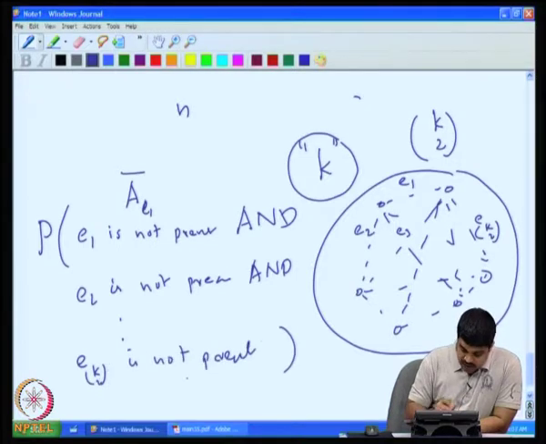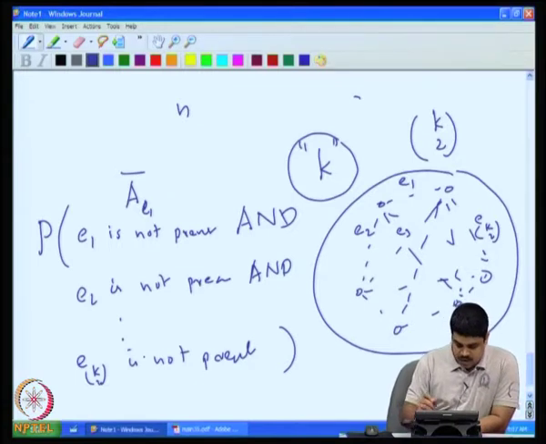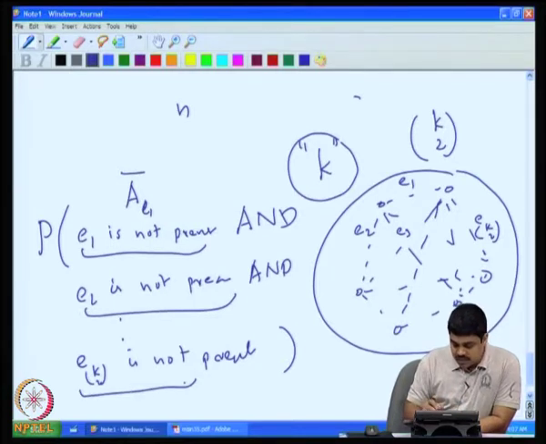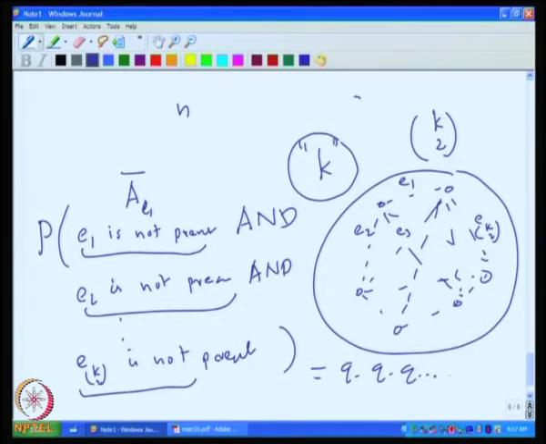So, these k choose 2 events together should happen, but we know that each of these is independent. Therefore, we can multiply them together. This is essentially q into q into q, k choose 2 times, that is q raised to k choose 2, right. This is the probability that this is an independent set, right.